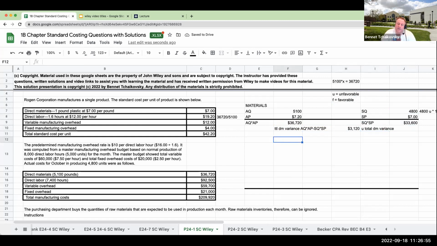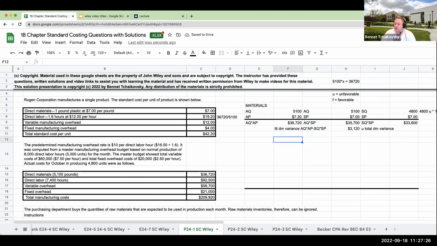Now what I need to do is isolate, what are the components of my materials variances? If you want more in-depth, go ahead and take a look at some of the earlier exercises I did, and you'll see me go through that in excruciating detail like all of my other videos. Right over here, actual quantity times the standard price. Actual quantity is 5,100, standard price is 7. So my number here is 35,700.